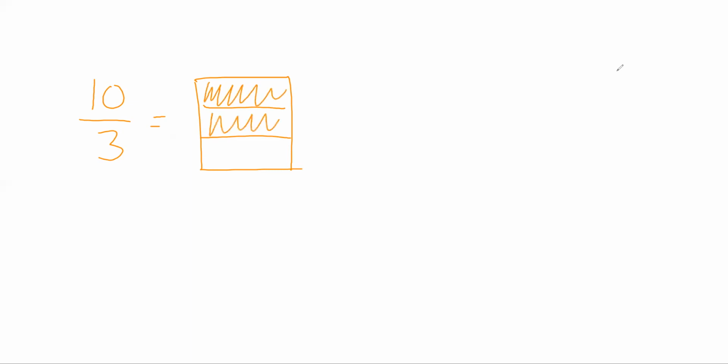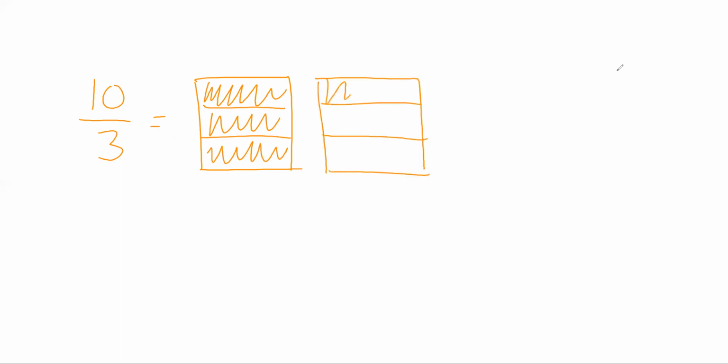Let's convert the other way. Let's say I have 10 thirds. Well, what does that mean? That means I have a model, and it's definitely cut into thirds. Denominator, always my friend. And now the numerator says 10 of them need to be shaded. Well, here's 1, 2, 3. There's only 3. I need 10, so I guess we'll make another model.